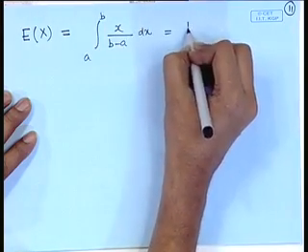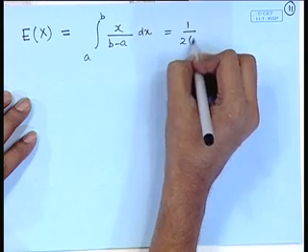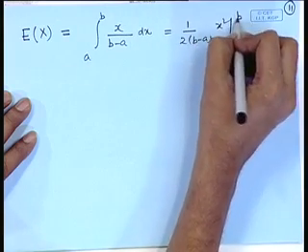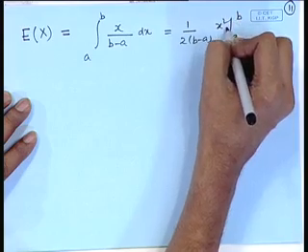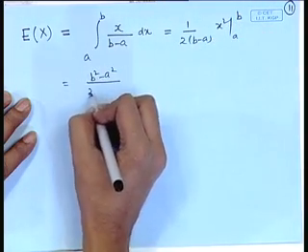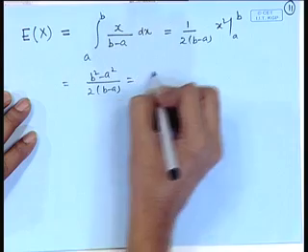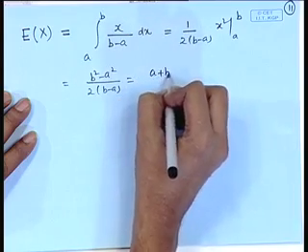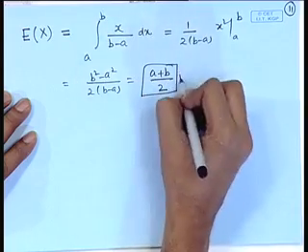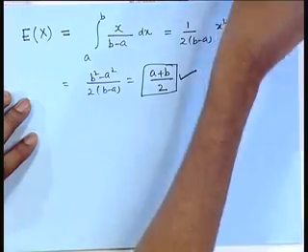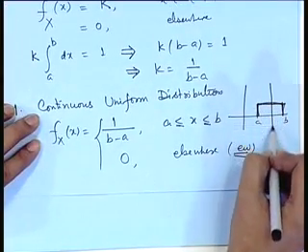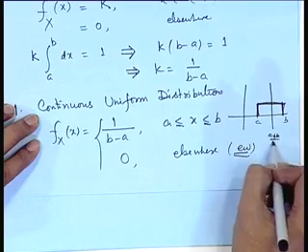So, that is half, b minus a, x square from a to b. So, that gives us b square minus a square divided by twice b minus a, that is equal to b plus a by 2. You can easily see that it is the midpoint of the distribution, which is understandable because the density is constant and therefore, the average value must be the midpoint.